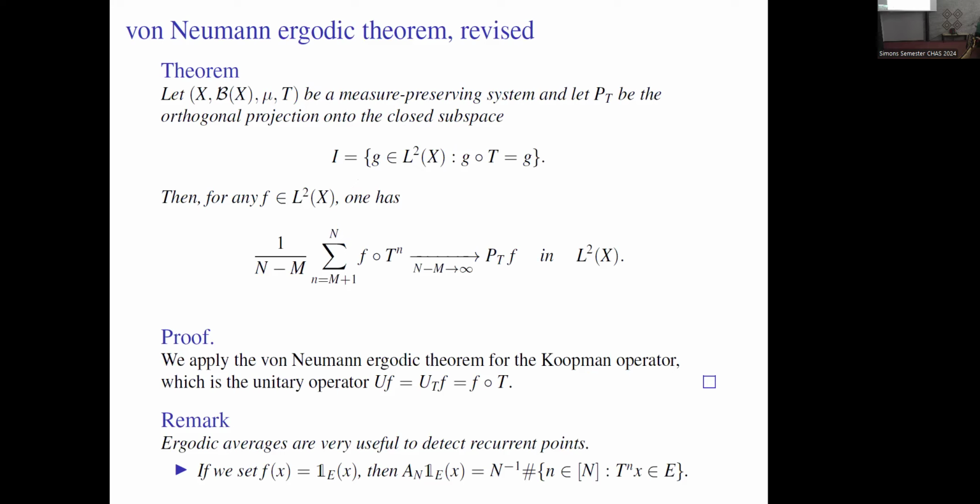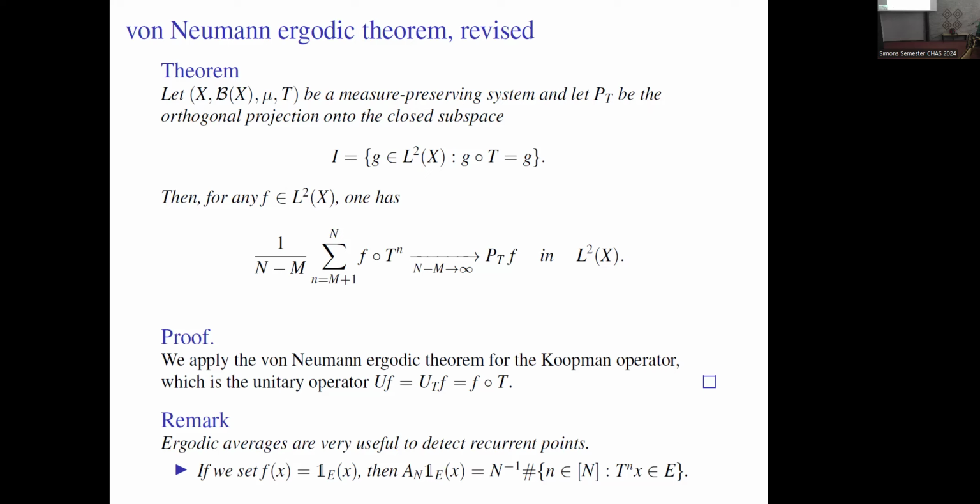And immediately when we apply this to the Koopman operator, we can rephrase the von Neumann ergodic theorem in this way: the averages converge, in particular for the Koopman operator, which is unitary and in particular normal, to the projection onto this one-dimensional closed subspace of invariant functions.